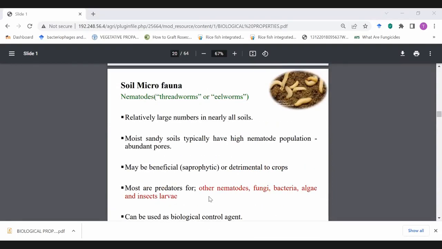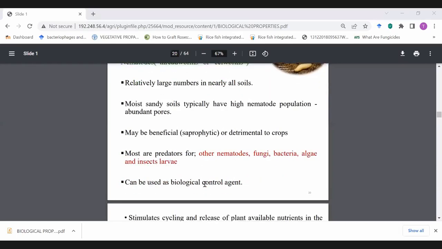Soil microfauna are the minute animals which are invisible to the naked eye. The first one is the nematodes, also known as threadworms or eelworms. They are examples of soil microfauna. There is a relatively large number of them in nearly all soil types, and mostly in sandy soils. We can see a high nematode population in sandy soils because they have abundant pores, which means more pores in these sandy soil types.